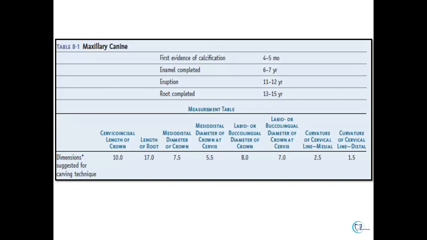Now, when we talk about the dimensions of the maxillary canine, it is the longest tooth in the dental arch. The crown length is 10, and the root length, which is the maximum of all the teeth, is about 17. However, in some rarity, it can be more than that also. It is mesiodistally less wide in comparison to the incisors, and buccolingually or faciolingually it is wider.